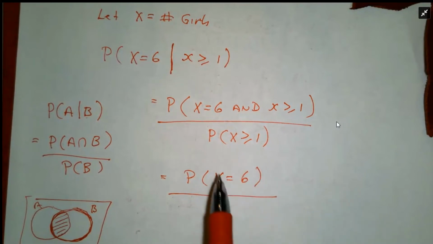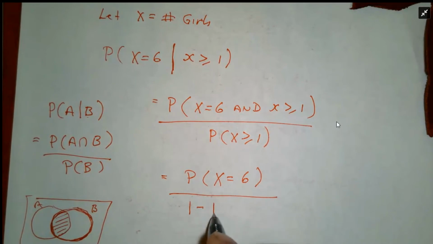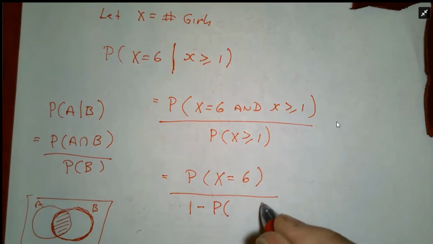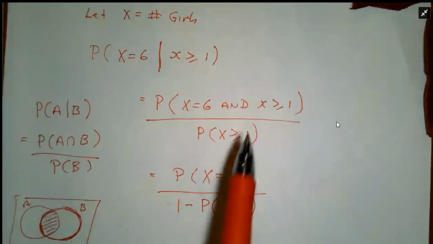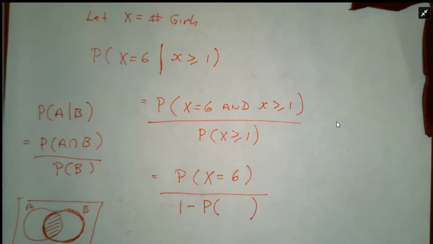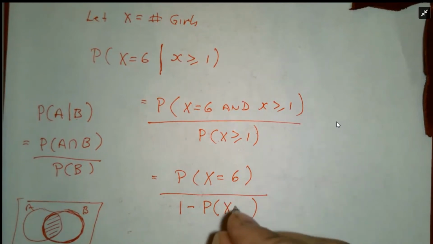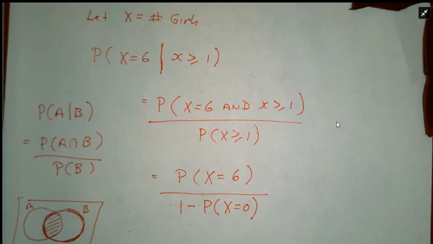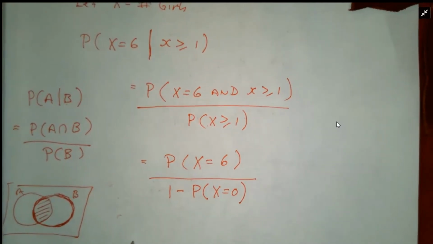Or you can think of this as 1 minus the probability of sort of the opposite of that. If X is not greater than or equal to 1, it means that X is less than 1, which means that X equals 0. So now this is a lot easier.